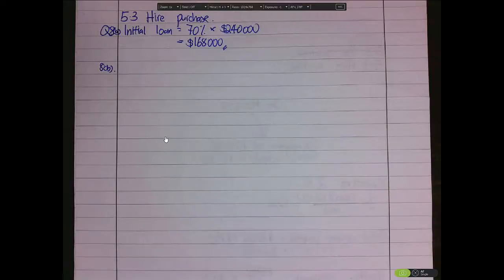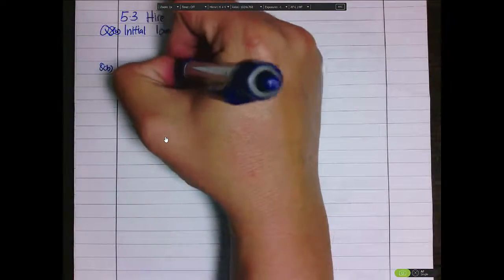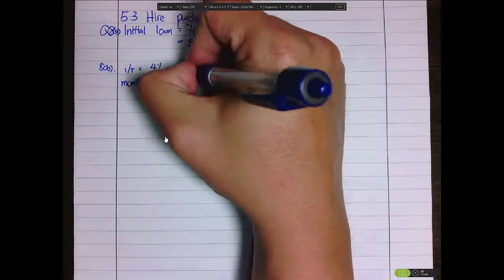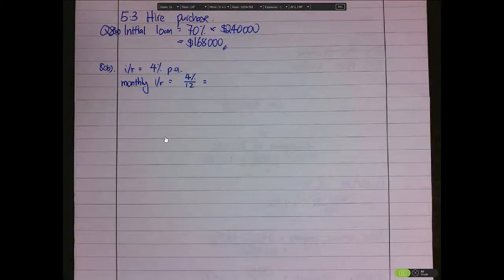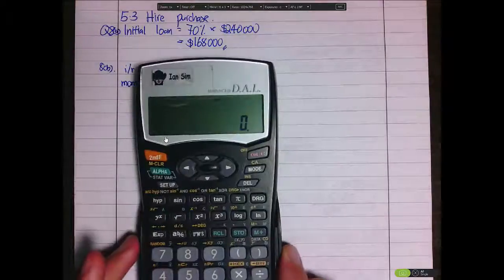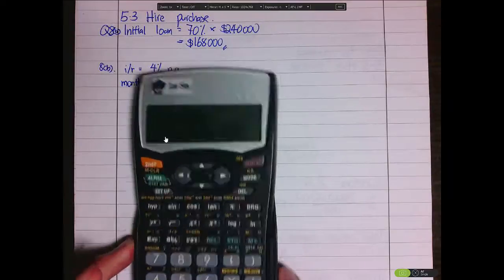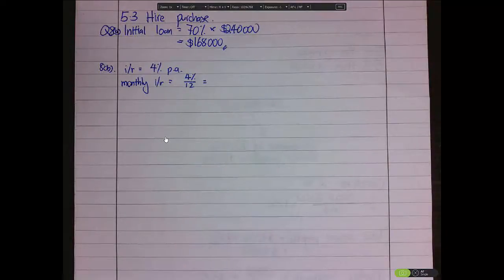There is 8A. 8B, the interest for each of the first 3 monthly repayments. Notice that this is compounded monthly, and the interest rate is 4% per annum. That means my monthly interest rate is equal to 4% divided by 12, which is 4 over 100 divided by 12. Just key into your calculator, 4 over 100 divided by 12.